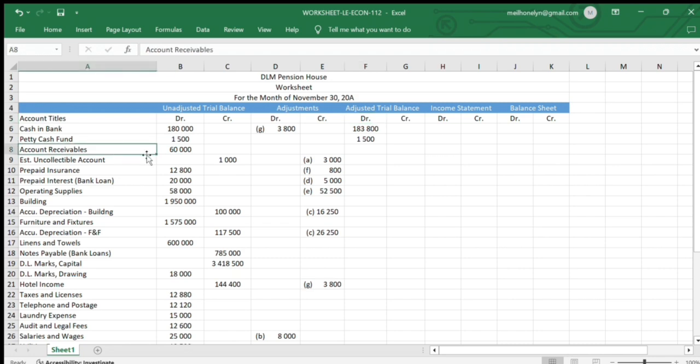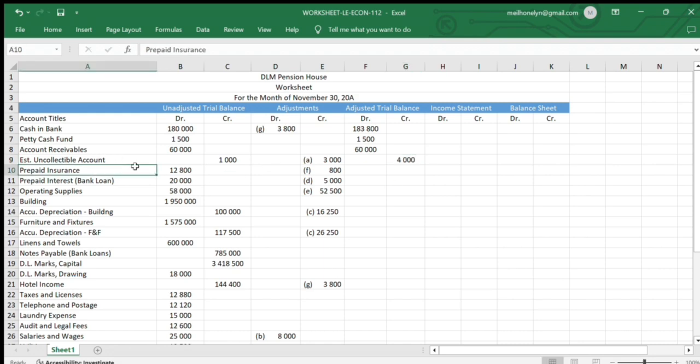Next is the accounts receivable. It will also remain as is since there is no adjustment that has been made. Next is the estimated uncollectible account. In this case, since both entries are credit, we add them together and plot the total on the credit side of the adjusted trial balance. So 1,000 plus 3,000 is 4,000.